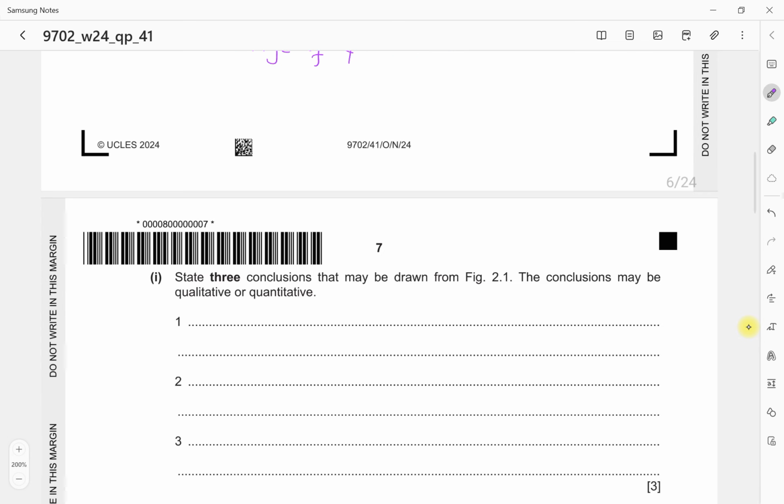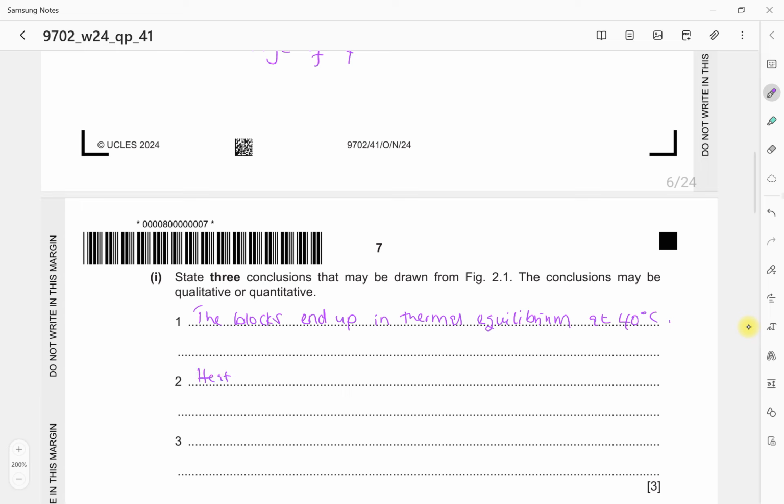So I can also add that the blocks end up in a thermal equilibrium at 40 degrees Celsius, as we have seen.